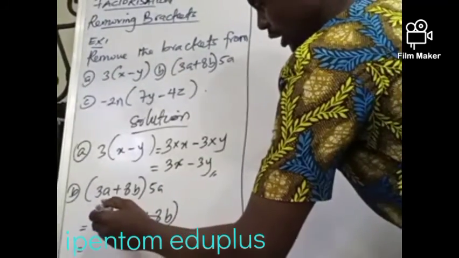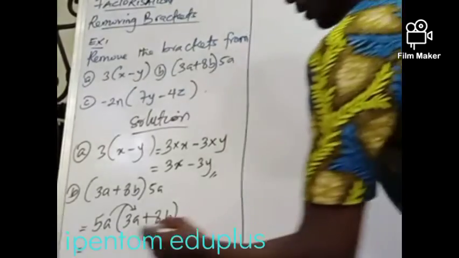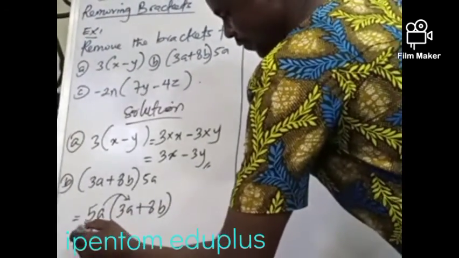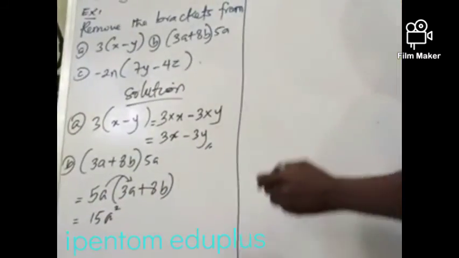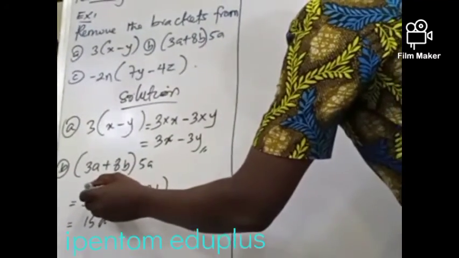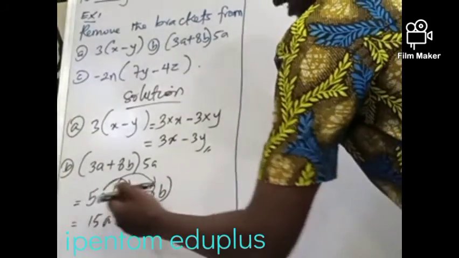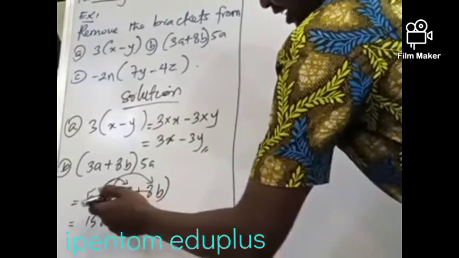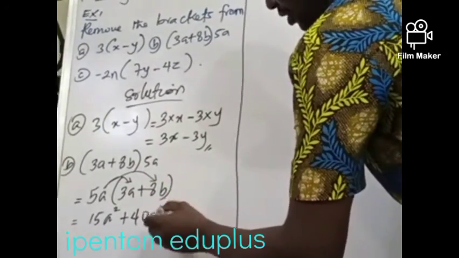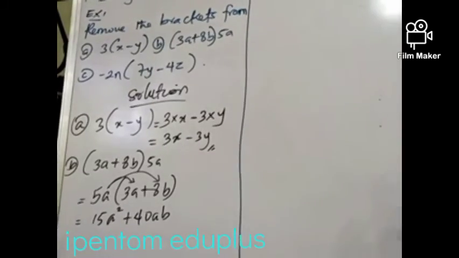So I'm going to use 5a to multiply 3a. So 5 times 3 will give me 15, a times a will give me a squared. I will use the same 5a to multiply plus 8b. So 5 times plus 8 will give me plus 40. Then a times b will give me ab. So that is how to remove brackets.